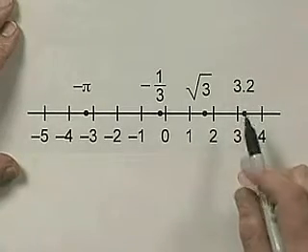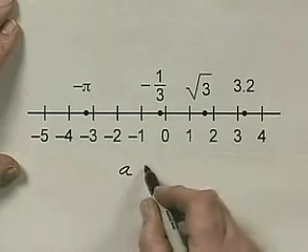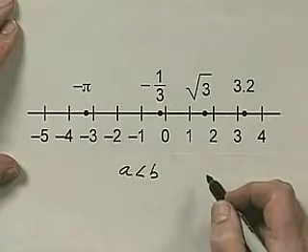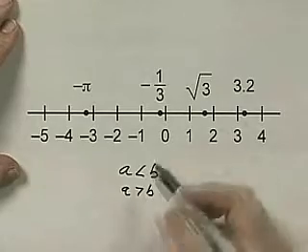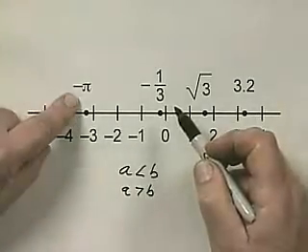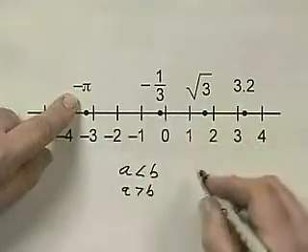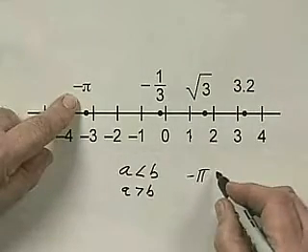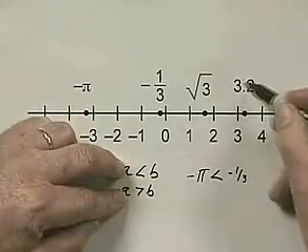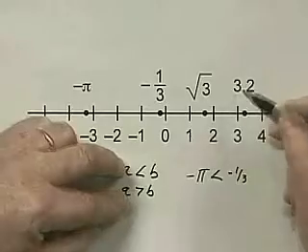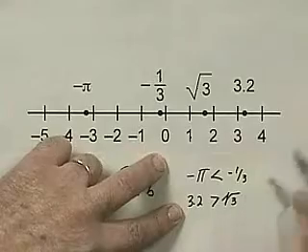If on a number line a is to the left of a real number b, then we say a is less than b. And if a is to the right of b, we say a is greater than b. On this number line, we say that negative pi is less than negative 1/3, because negative pi is to the left of negative 1/3. 3 2/10 is greater than the square root of 3 because it's located to the right. And we'd write 3 2/10 is greater than the square root of 3.